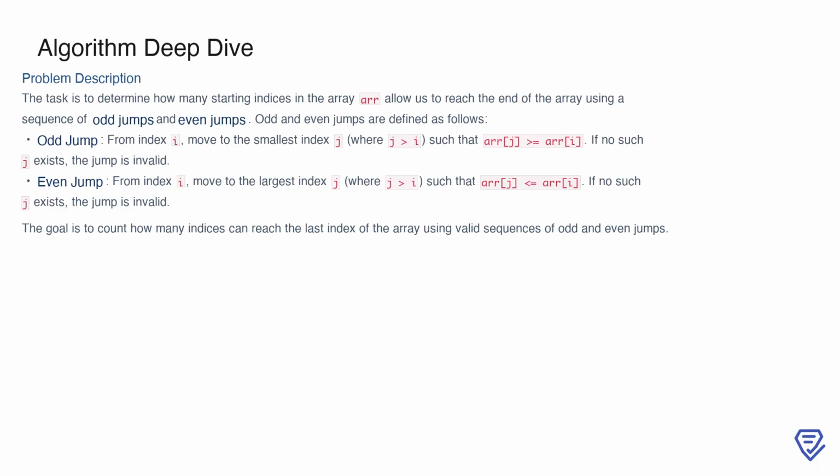If no such index exists, the jump is invalid. For an even jump, we move to the largest index j greater than i where the value at j is at most the value at i. Again, if no valid index exists, the jump fails. The objective is to count how many starting indices can successfully navigate to the last index using a valid sequence of these odd and even jumps. Understanding these rules is the foundation of our approach to solving the problem effectively.